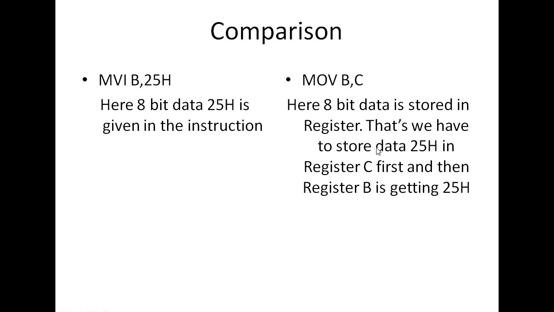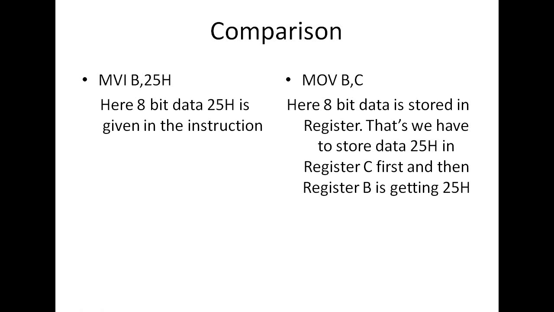We have to store the data 25H in register C first, and then register B gets 25H. So first we have to store the data by ourselves into register C, and that data will then get moved into register B. Understood? Here we are directly storing the 25H data into register B. Here you first have to store 25H into register C, and after you write the instruction MOV B, C, only then will it get transferred into register B.